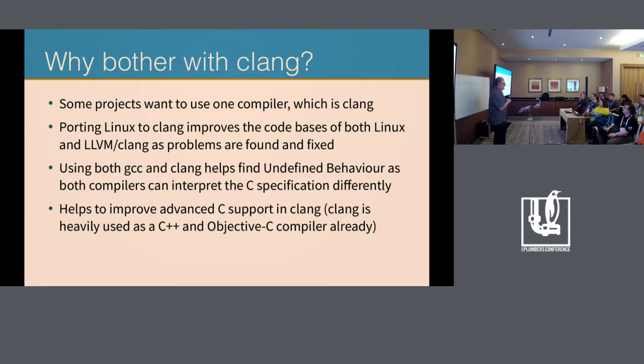The other thing is that the work on getting Clang to work with the kernel has had another effect, and that is to improve C support in Clang. It turns out that Clang is extremely heavily used in both C++ and Objective-C, and in those areas it's very well supported and well tested. On the C side, it's less used than for those two languages. So getting it to work with the kernel, one of the largest software projects in the world, has made it better overall. It's been a net benefit for the Clang project as well, which is very useful.